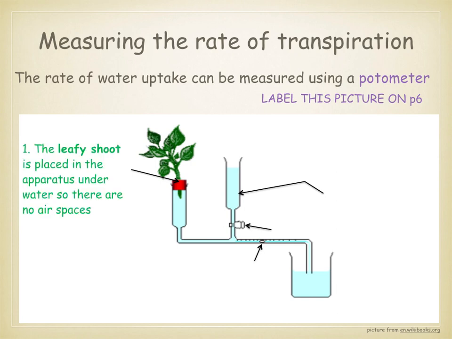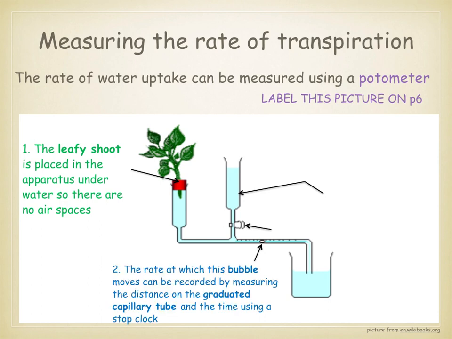So labeling this potometer, you've got the leafy shoot that's placed in the apparatus, and it's placed in the apparatus underwater so that there are no air spaces. There's an air bubble that you look at. Okay, so the rate at which the bubble moves can be recorded by measuring the distance on the graduated capillary tube, and because it's rate, you also measure the time, so you measure the time using a stop clock.